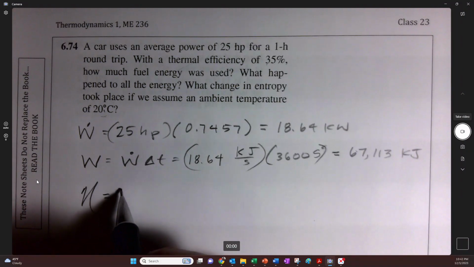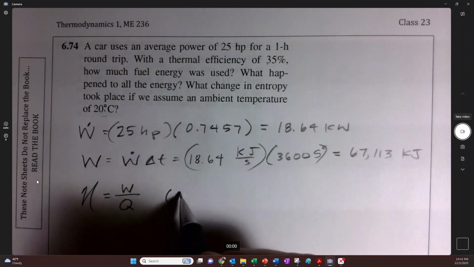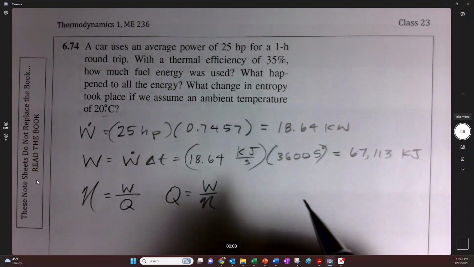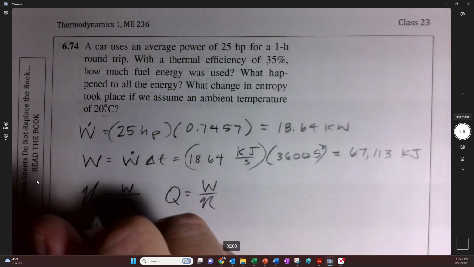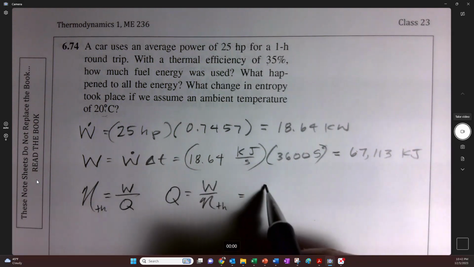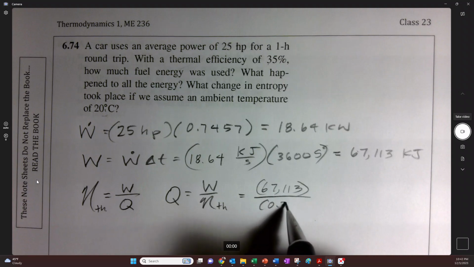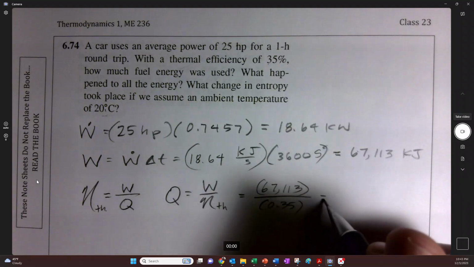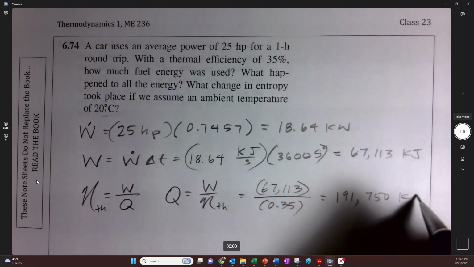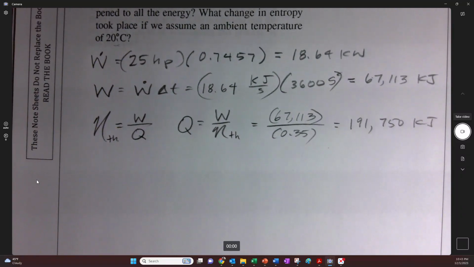All right. And they said that it had an efficiency of 35%. Remember that the efficiency is what you want over what you paid for. So if you want this, you have to flip them around. It's the thermal efficiency. And so if you have 67,113 and you divide it by 0.35, you are going to get 191,750 kilojoules.